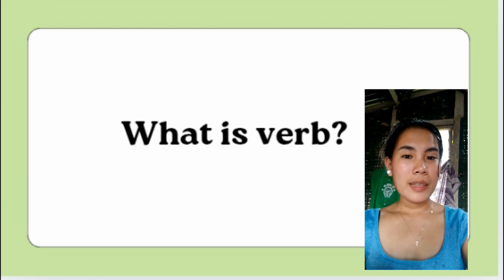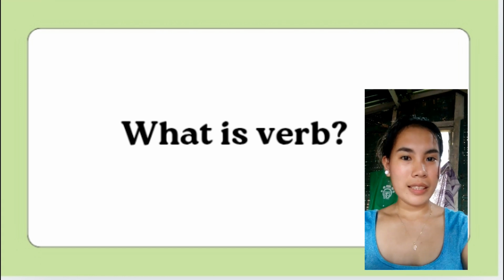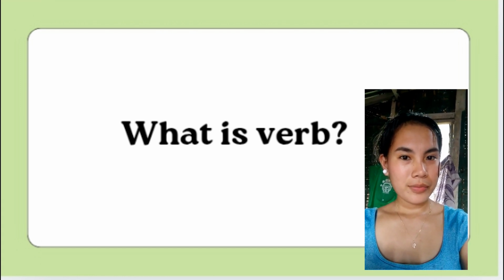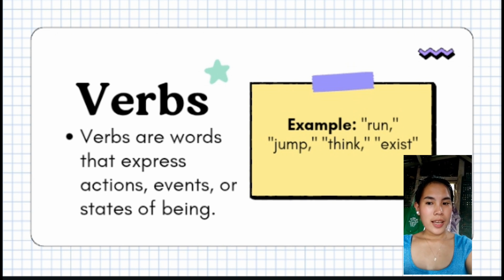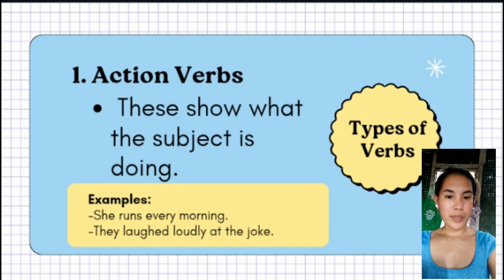Now, let me ask you a question. What is a verb? Do you have an idea now that you have performed the warm-up activity? Verbs are words that express an action, an event, or a state of being. For example, to run, to jump, to think, and to exist. Now, let us discuss the types of verbs one by one.